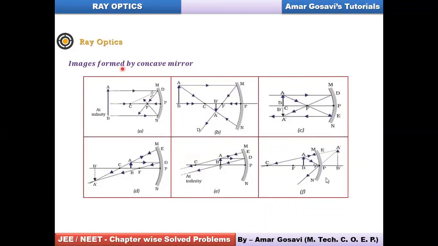So if you know these situations well, then image distances, mirror formula, magnification, all these problems can be worked out in a simple manner. So hopefully you have understood the image formation by concave mirror, friends. Please make a note of it. And once you are done with it, please intimate it to me.